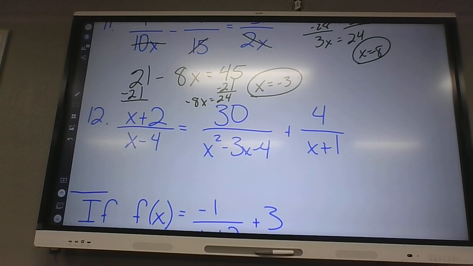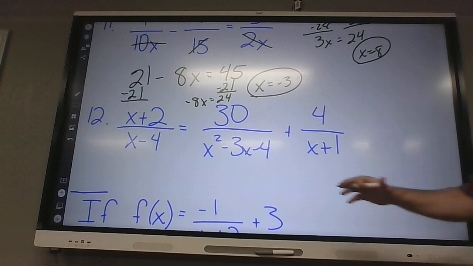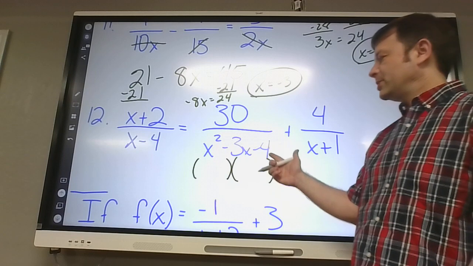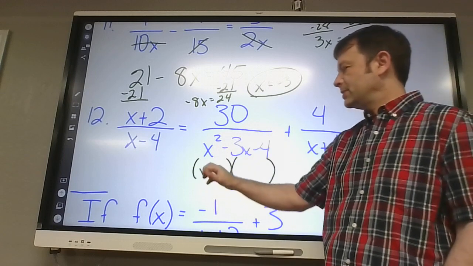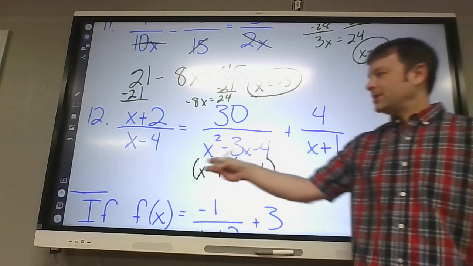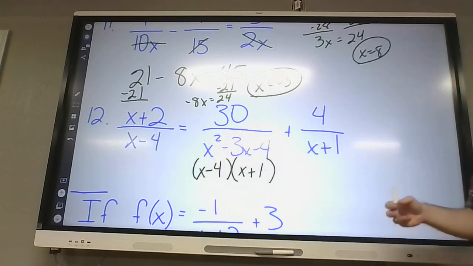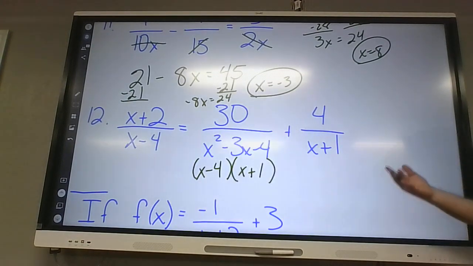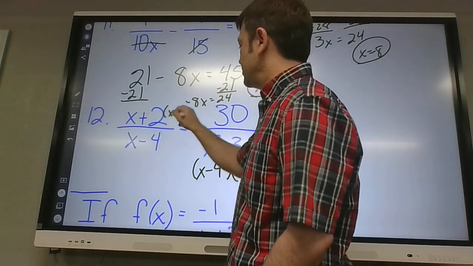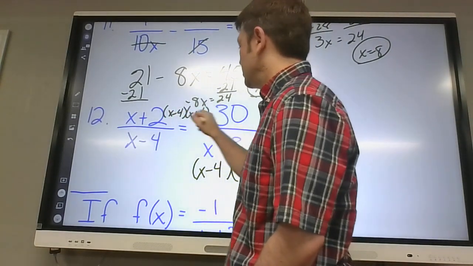Okay, a little bit trickier. Find the common denominator on this. Not much trickier, but how do we find what all these denominators go into? The middle denominator looks factorable, doesn't it? And guess what it factors to? What goes into -4 that adds up to -3? What a coincidence, that is the same as our other denominators. So what do I need to multiply everything by? What everything goes into: x minus 4, x plus 1.